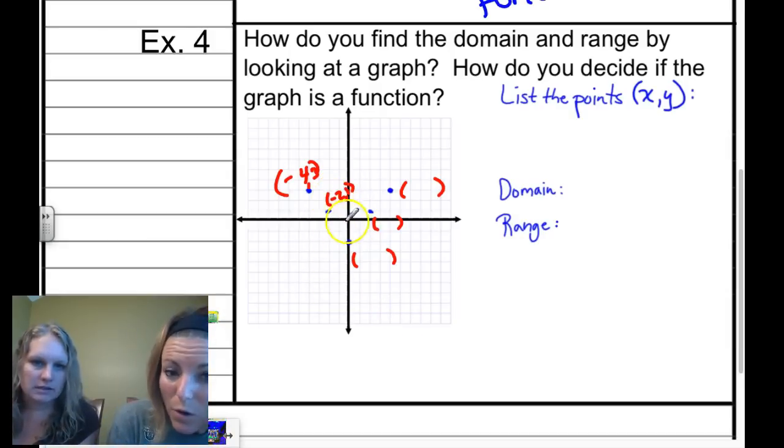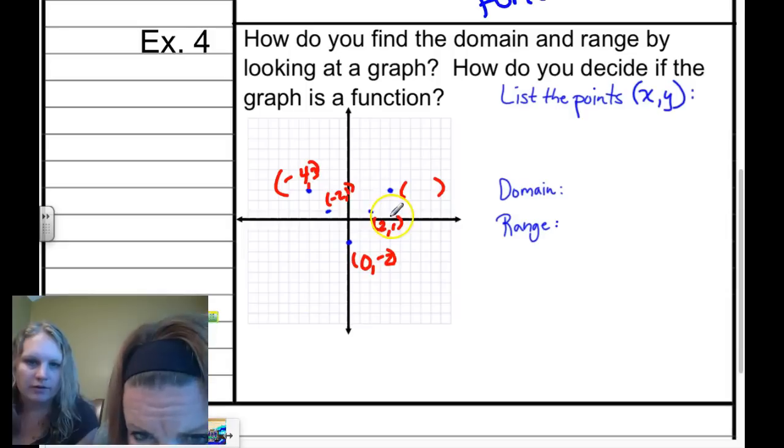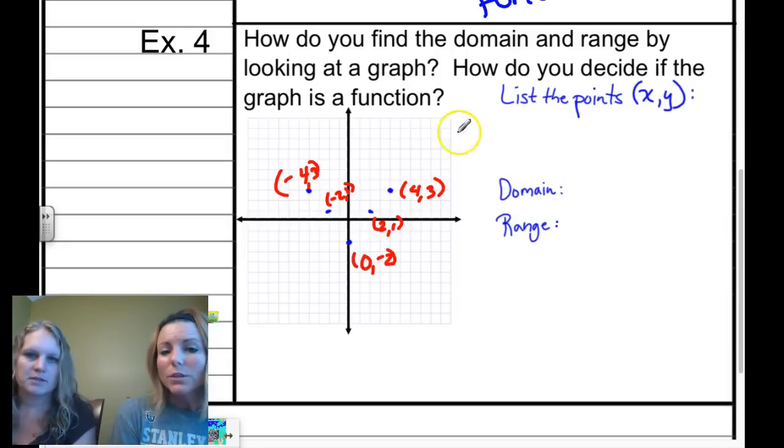The next one is here, 0, and down 2, so 0, negative 2. This one is over 2, up 1, and over 1, 2, 3, 4, up 3. Okay. There's our points. Okay, so I'm just going to quickly write them out.